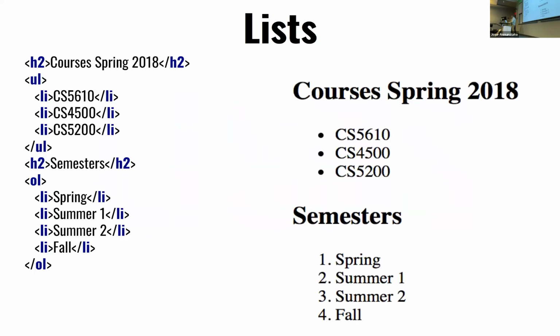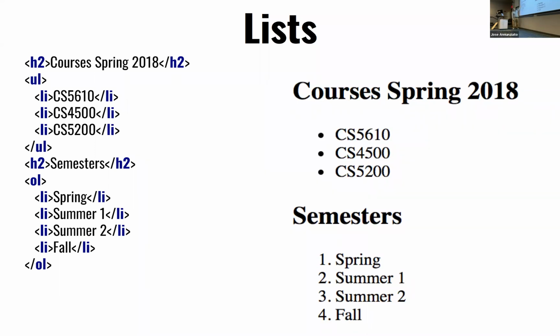All right, so let's take a look at some other elements. So you have lists that can be either ordered or unordered. So for instance, you have UL here that might contain several line items, that render courses that I teach in different semesters.